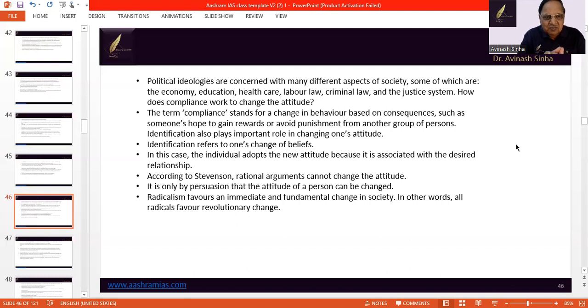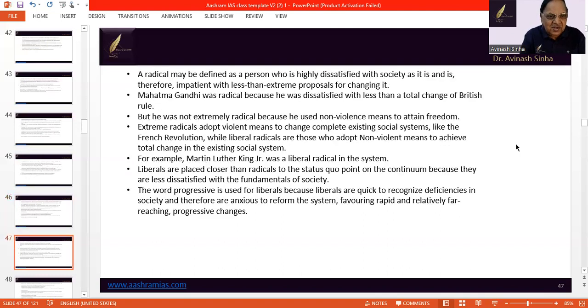Now, radicalism, which is one important political attitude. Radicalism favors an immediate and fundamental change of the existing society. All radicals favor revolutionary change. In one stroke, the present social system should be changed. A radical may be defined as a person who is highly dissatisfied with society as it is, and is therefore impatient with less than extreme proposals for changing the existing society.